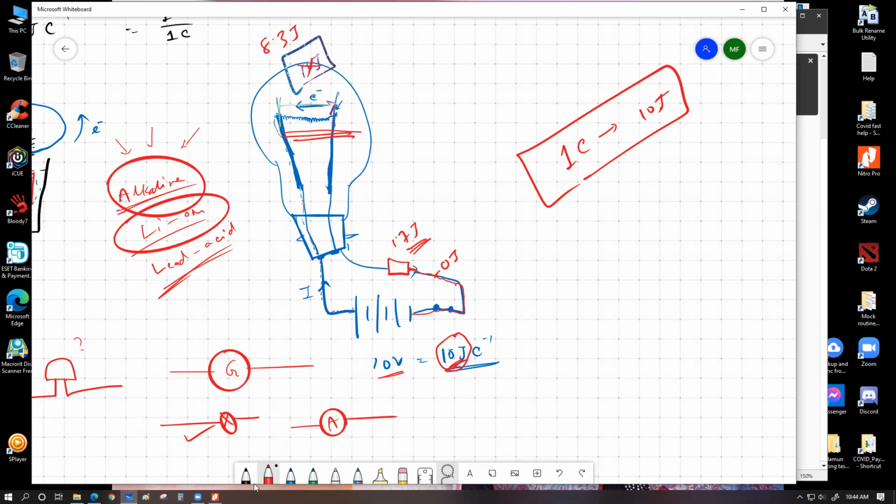Whenever charges come out of the electrical source, be it a battery or DC source, they are going to come out with the exact rated voltage of the source. For example, in this case, I labelled the source as 10 volt, which means 10 joule per coulomb, which means whenever 1 coulomb charge leaves the battery, it will keep 10 joule of expendable electrical energy within itself.